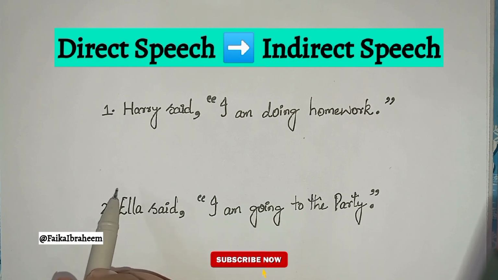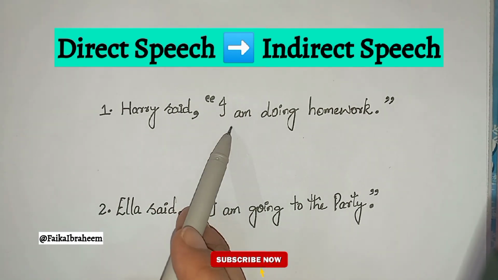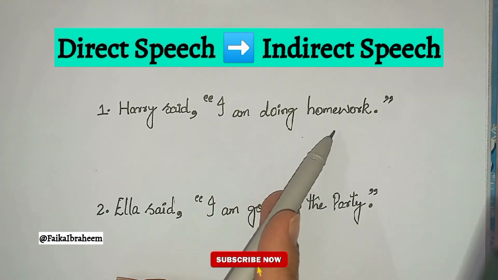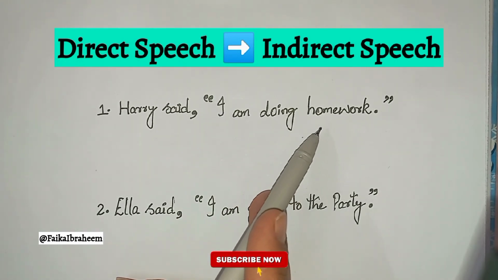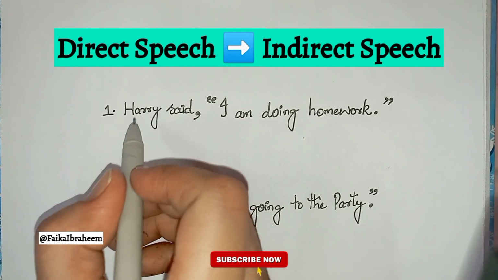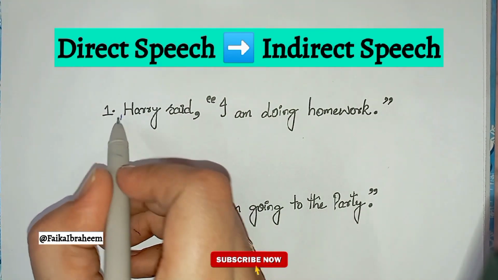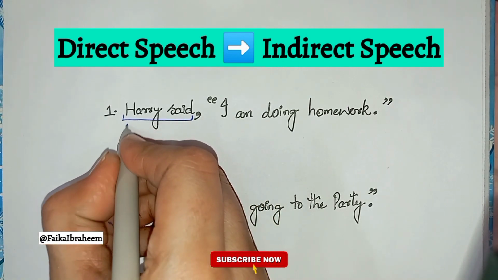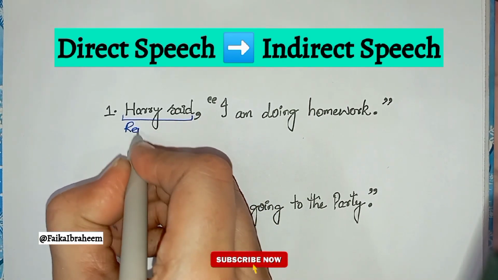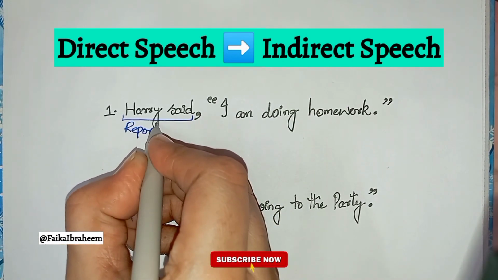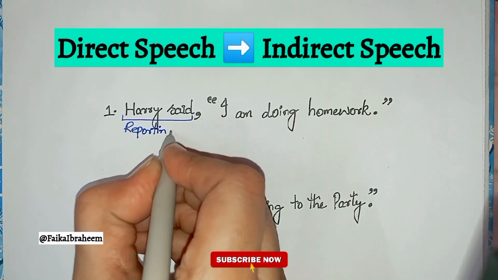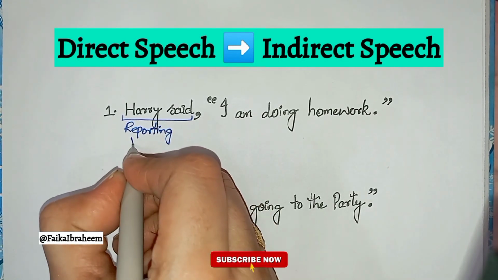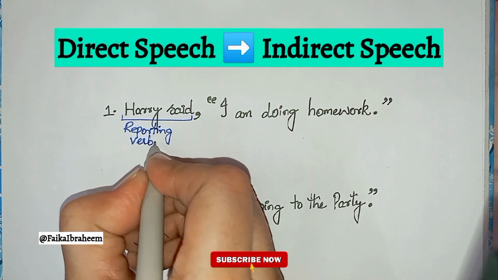Let's see how do we convert direct speech to indirect speech. Here we have: Harry said, "I'm doing homework." Harry said is the reporting verb. You have to remember this. Harry said is the reporting verb.